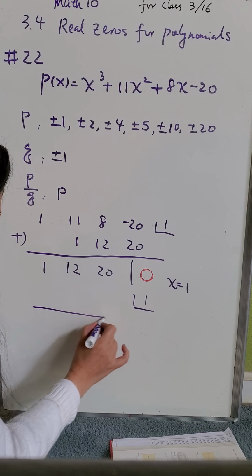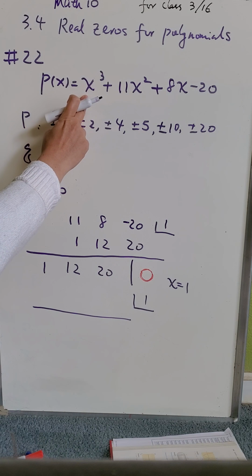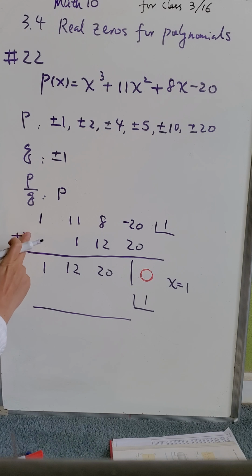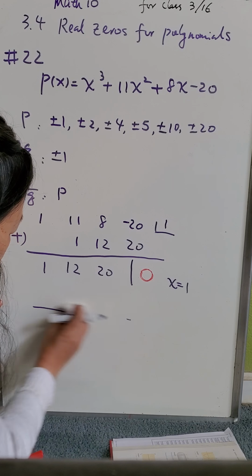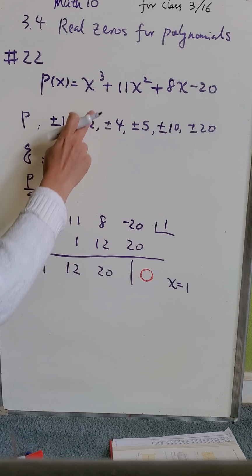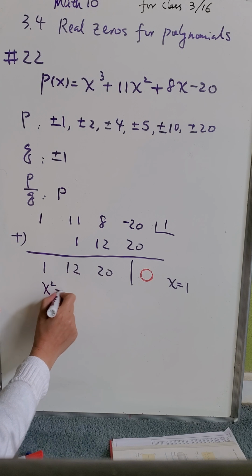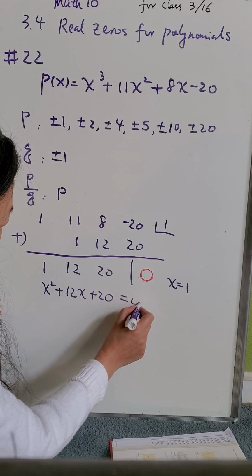Oh, you know what? We actually don't have to do that. You can see that this is degree 3, and when you perform synthetic division one time, you lose 1 degree, so it becomes degree 2. I'm going to make it a little bit easier. I'm going to write this back as a polynomial: x squared plus 12x plus 20 equal to 0.